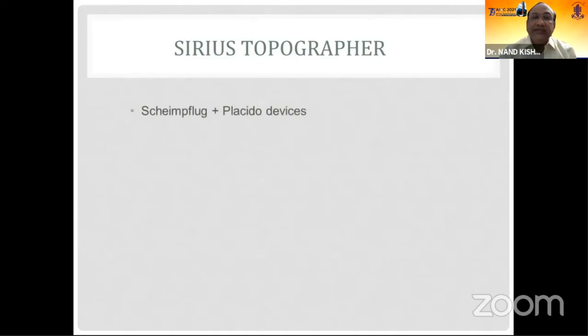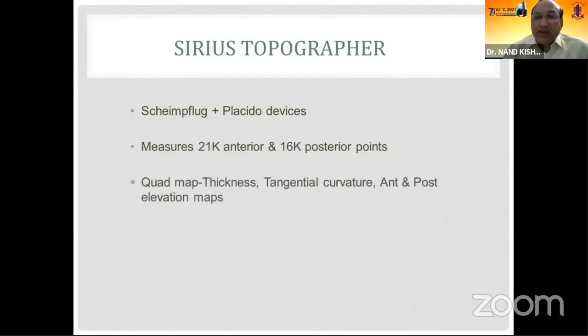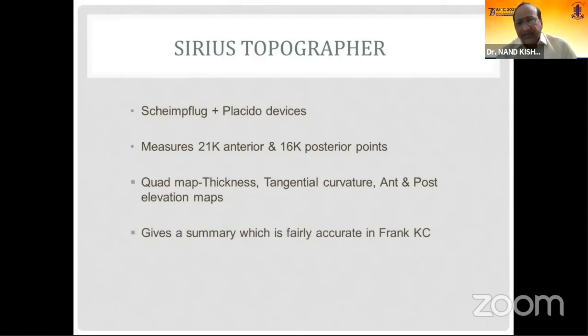Sirius topographer is a Scheimpflug plus Placido device. It measures more than 21,000 anterior and 16,000 posterior points. It has a 4-map configuration: the thickness, tangential curvature, and anterior and posterior elevation maps, and it gives a fairly accurate summary. It applies artificial intelligence to arrive at a diagnosis. It categorizes the map as either normal, keratoconus suspect, or keratoconus compatible.